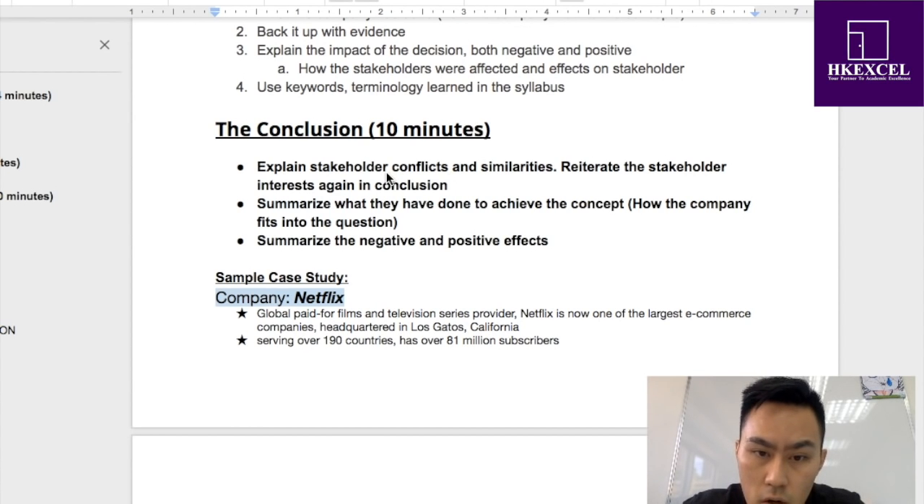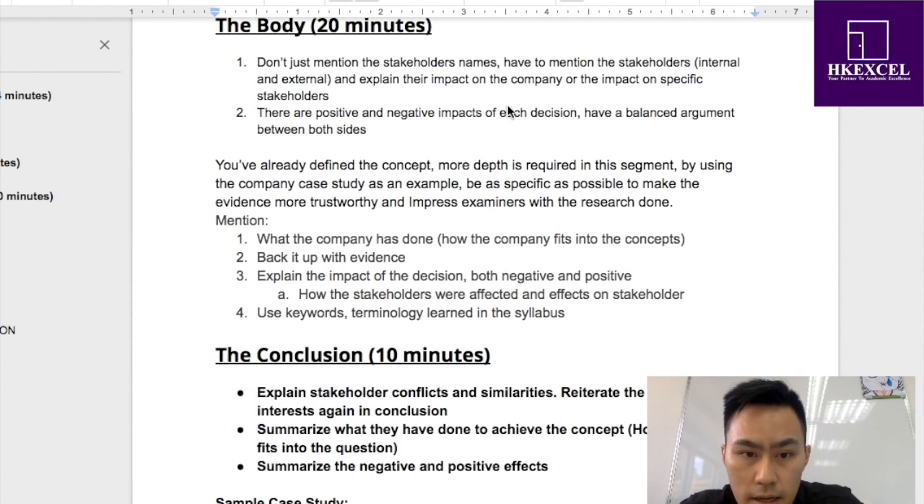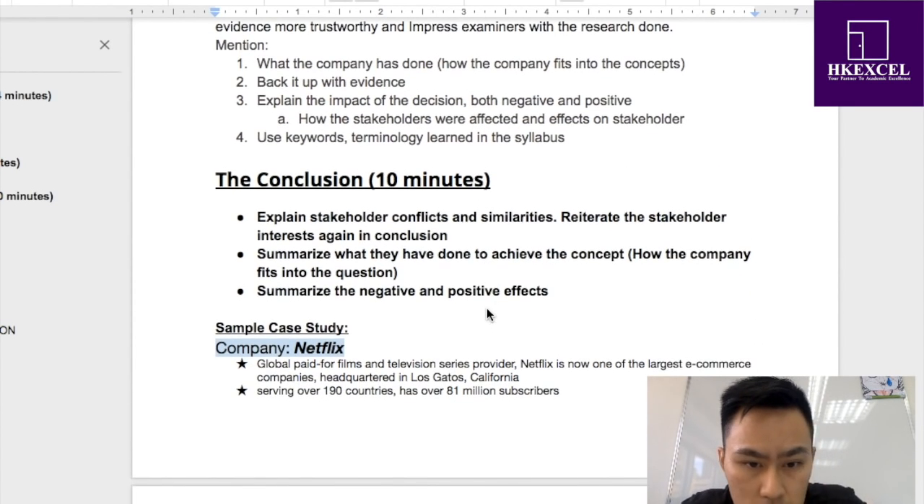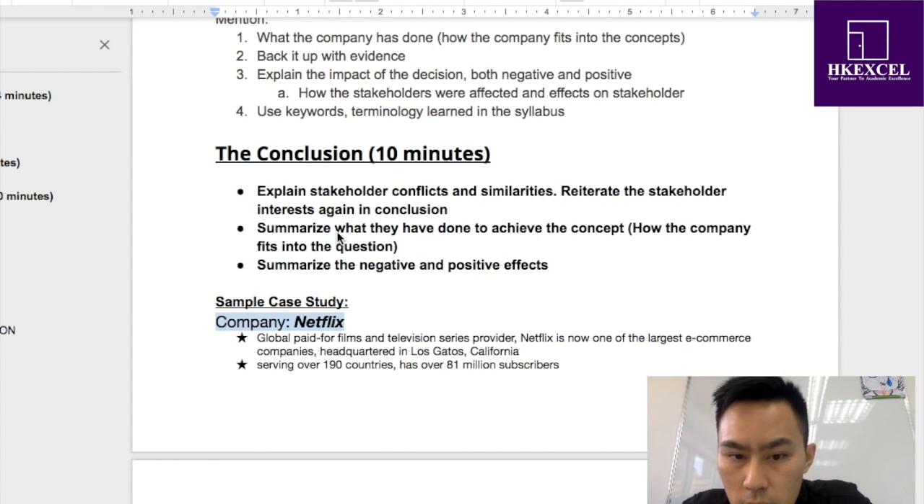And then finally, the conclusion. What should you write in the conclusion? Explain the stakeholders' conflicts and similarities, for example. Basically, you have to explain the analysis you just talked about and explain the conflicts. Yeah, so there's both a good side and a bad side, and there are also similarities. Okay, and reiterate the stakeholder interests again in the conclusion. Yeah, and summarize what they have done to achieve the concept, how the company fits into the question, right?